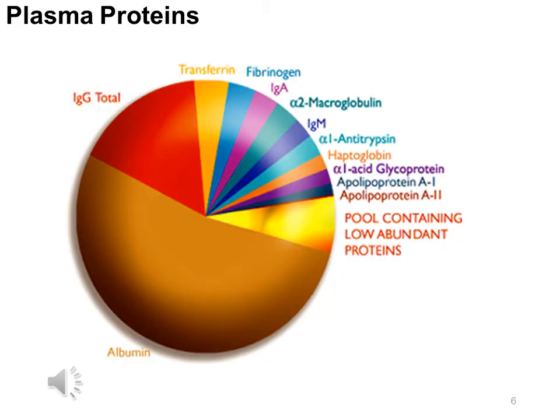So next we're going to look at our plasma proteins, and when we look at these, the biggest one, of course, you can see here on the pie chart is your albumins. This makes up about 60% of your plasma proteins, and they really contribute to your osmolarity and your osmotic pressure within the blood system, and they also are responsible for transporting things like fatty acids and thyroid hormones.